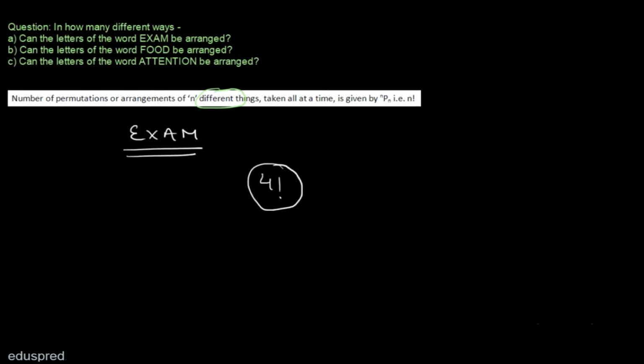So now let's move to part B, which is relatively more interesting. In how many different ways can the letters of the word food be arranged? So that means in this part, we have to create anagrams of the word food. Well, we do have a rule to solve these types of problems as well. But for now, let's forget about the rule and let's try to solve this problem logically. So note that this word has 4 letters. So first of all, let's create 4 slots here.